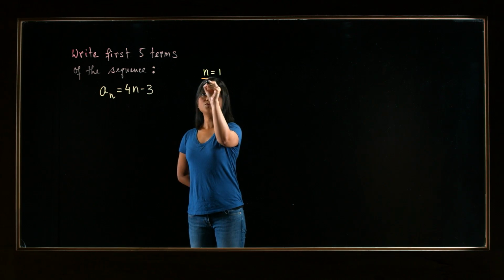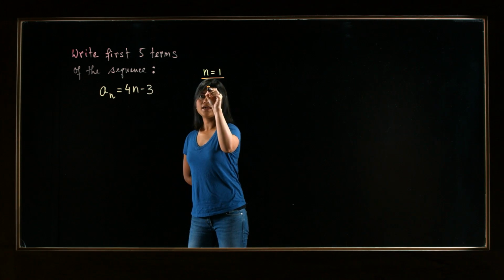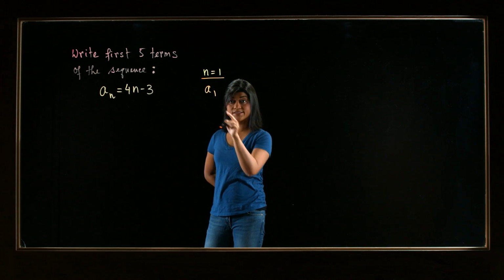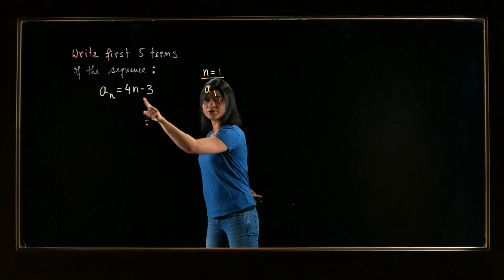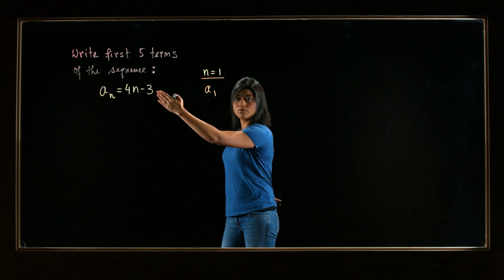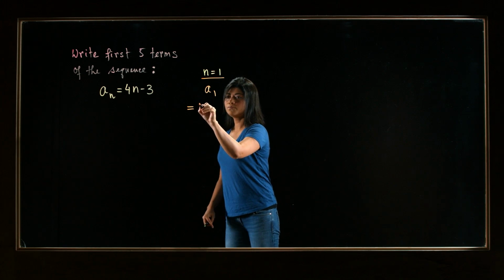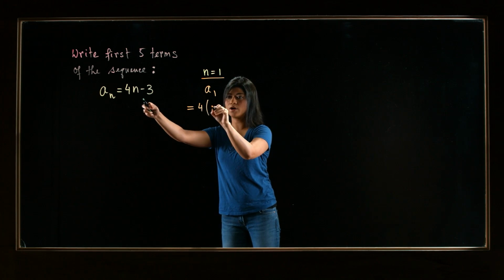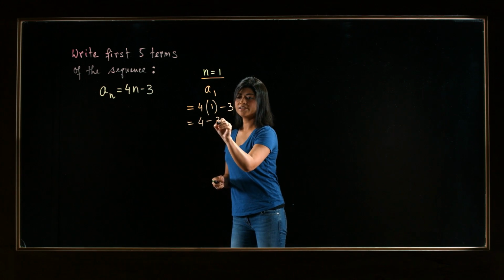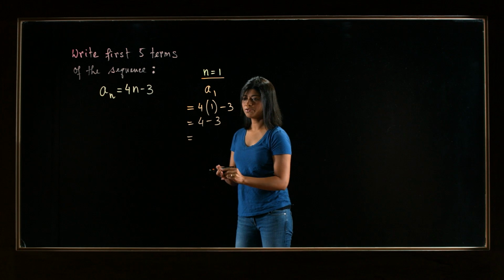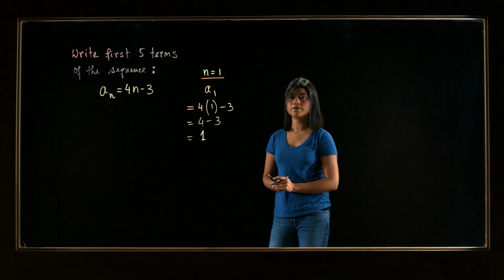Okay, so for n equals 1, on the left hand side we plug in n equals 1, so we get A1. Now what is A1? That's the first term. And how do we find the first term? We plug in 1 in the expression for an wherever there is n. So this is equal to 4 times, we have n, but n is 1. So 4 times 1 minus 3. And this is 4 minus 3, and that is equal to 1. Which means the first term of the sequence is 1.